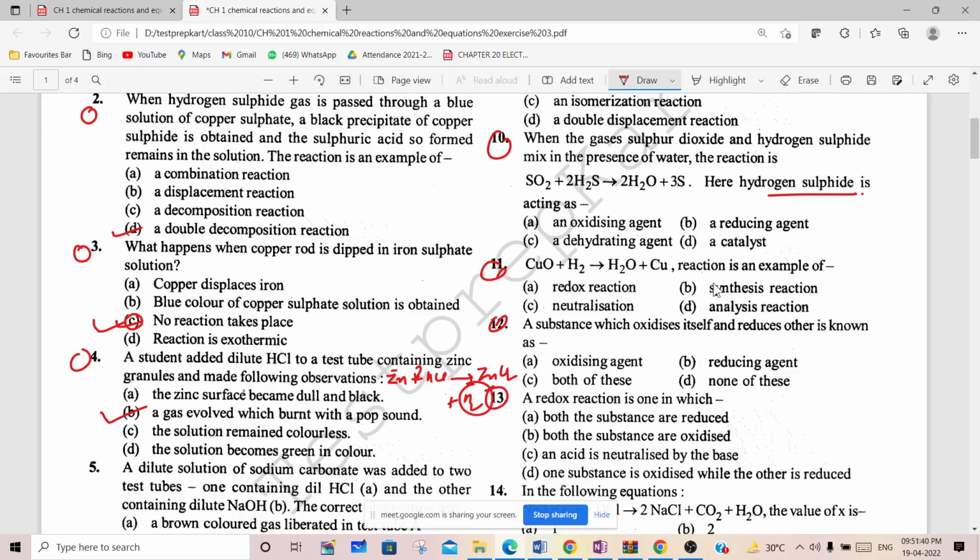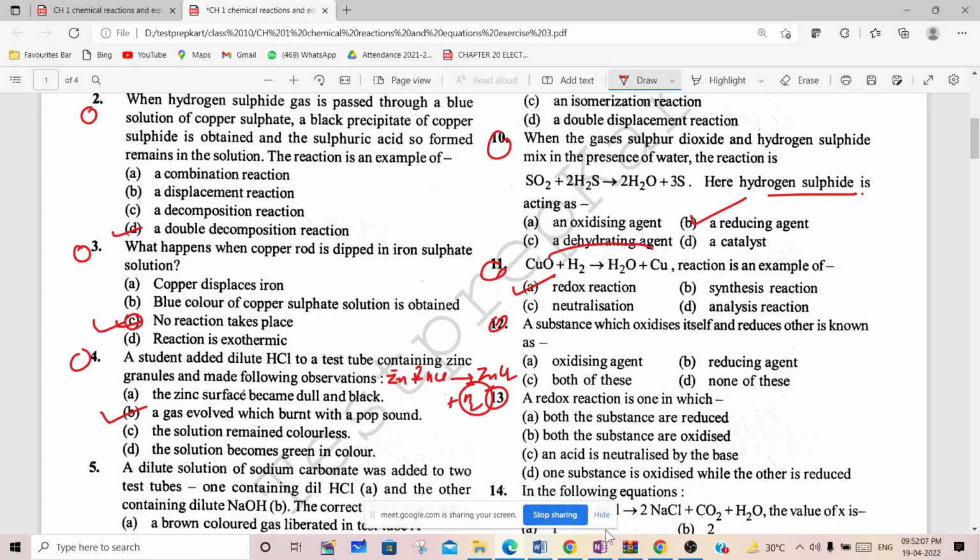It's a reducing agent question. Sir, it's B. Reducing agent, right? Next. This is a redox reaction. Sir, can you explain the 11th one? 11th, I'm explaining.